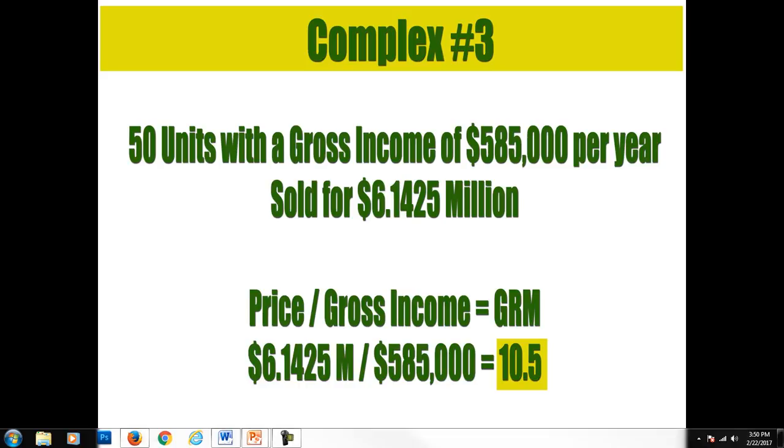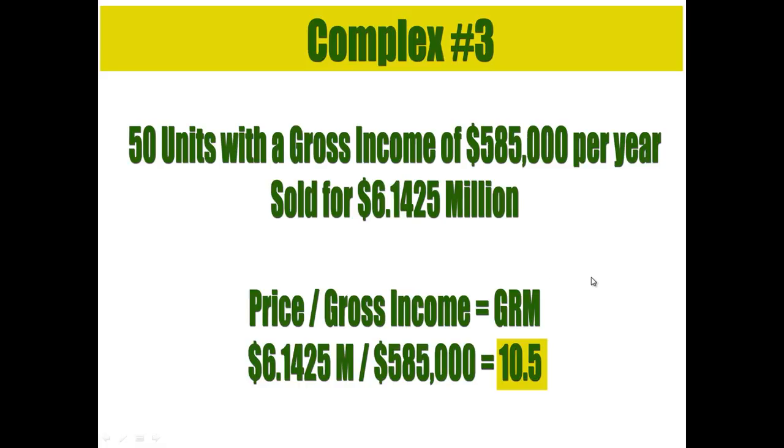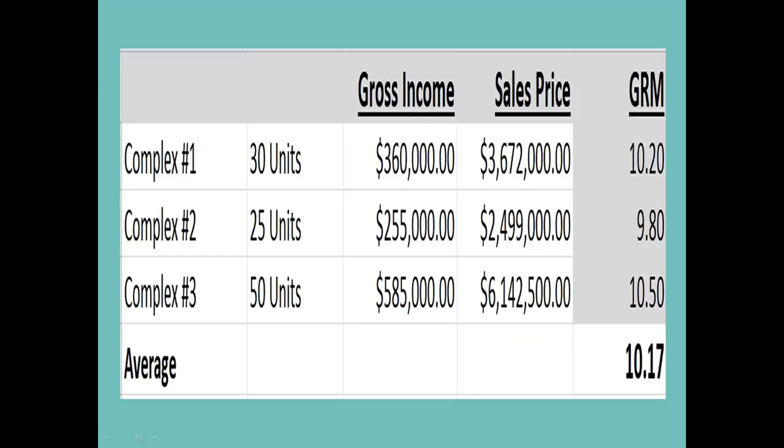Now you might want to pause at this point and try and calculate these out yourself, but it's a fairly simple calculation. We're going to get into some more complex stuff in a little bit. So if we average these 3 comps, these 3 properties, we find that one is 10.2, one has a gross rent multiplier of 9.8, and the last one is 10.5. The average is 10.17, so that's great.